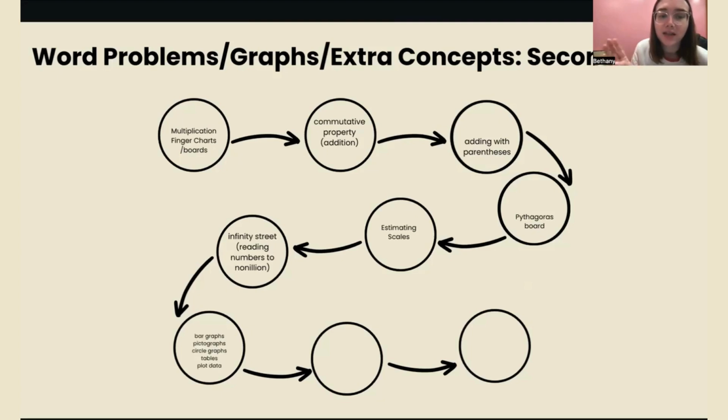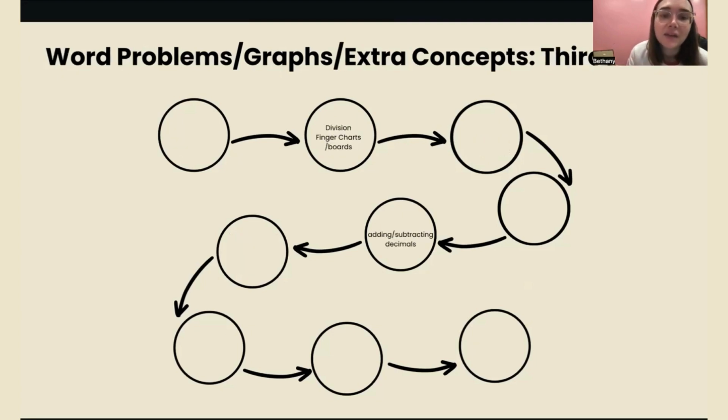And then here I'll add in circle graphs, tables, plot data, as well as the bar graphs and pictographs, and also line graphs could be in there too. And then addition, subtraction, and multiplication word problems. And also money word problems, but I probably put that with the money one as well, and then Roman numerals.